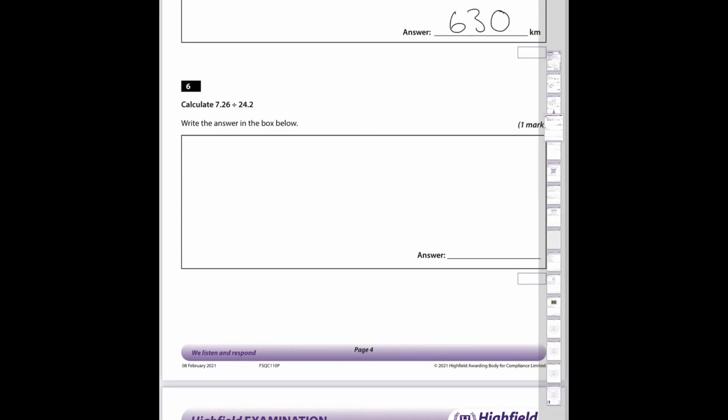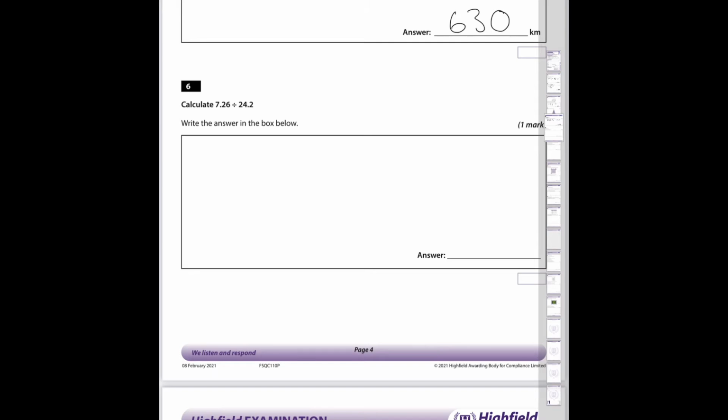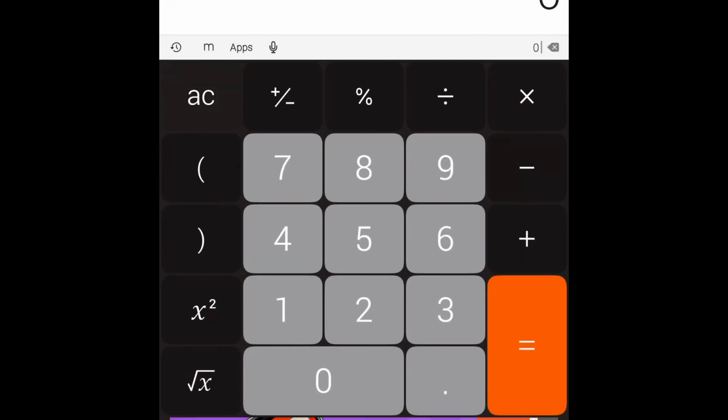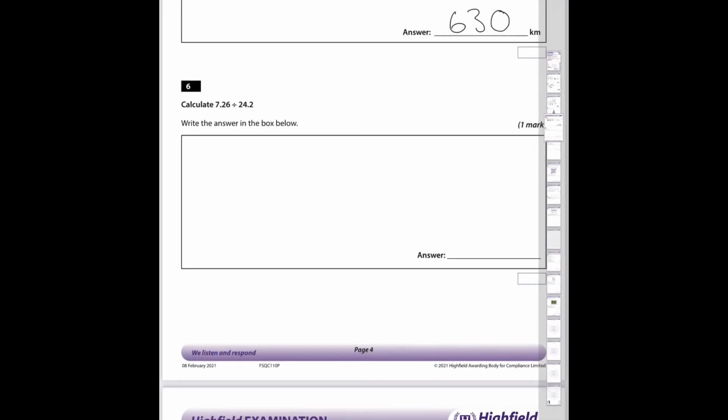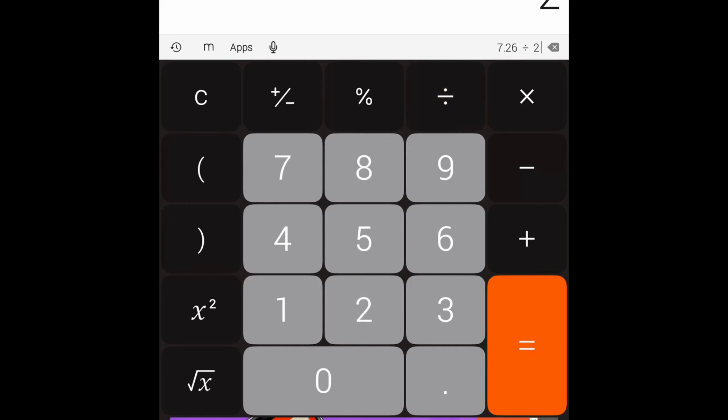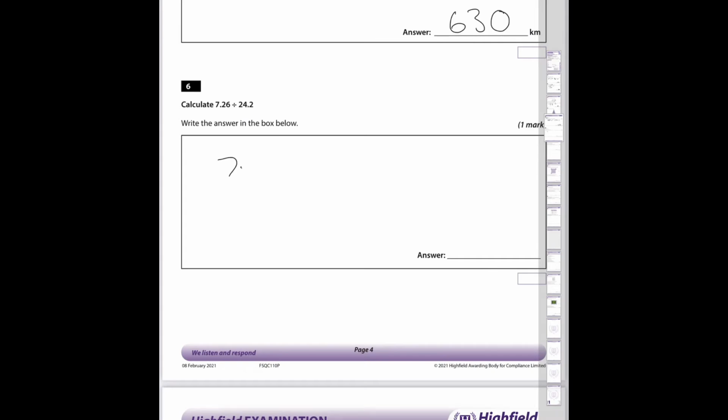Number 6. Calculate 7.26 divided by 24.2. A simple calculation done on the calculator. So 7.26 divided by 24.2 is 0.3.